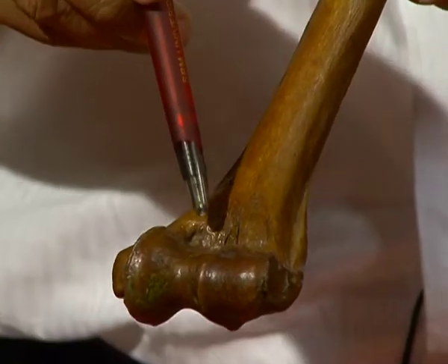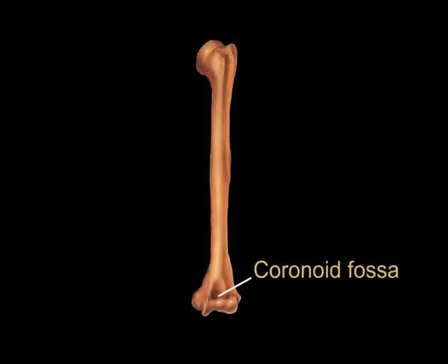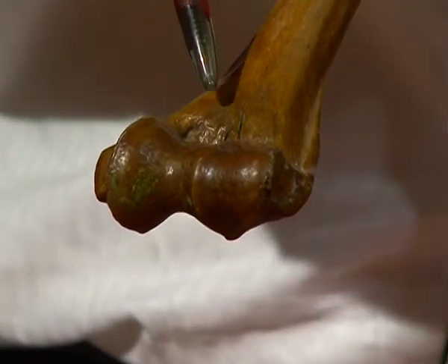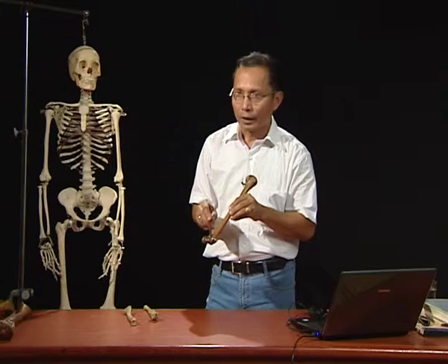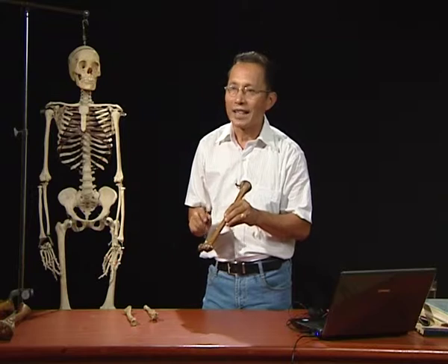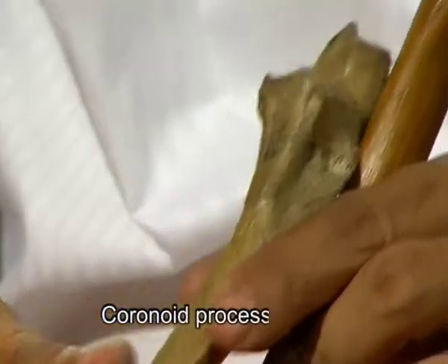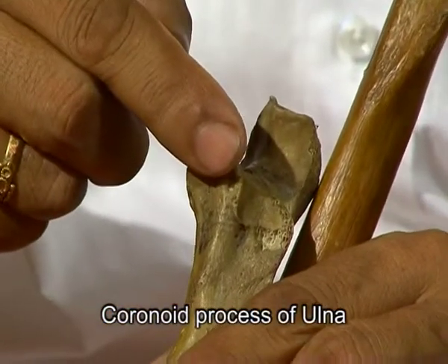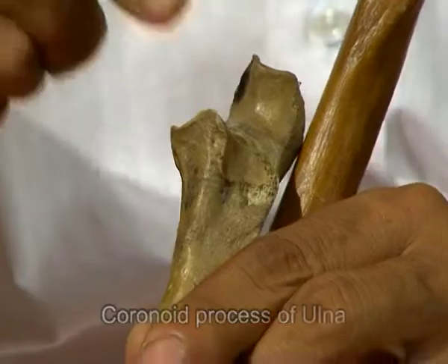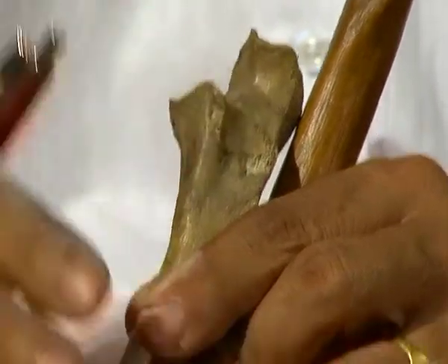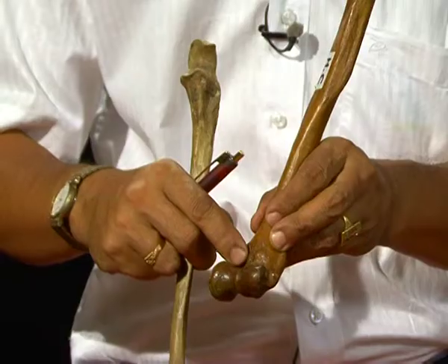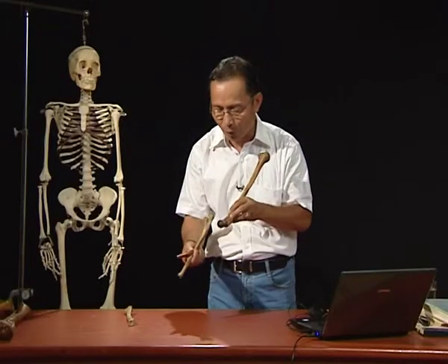Well, you see here, you can see one fossa. This is called coronoid fossa, just to receive the coronoid process of ulna in a flexed position. So this is the coronoid process of ulna. Just to receive this coronoid process, there is a depression, a fossa. This is coronoid fossa. Let us see how it receives.